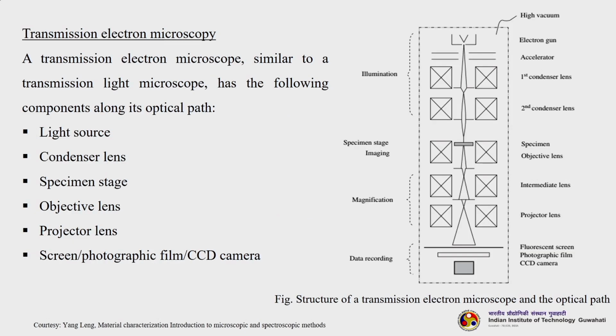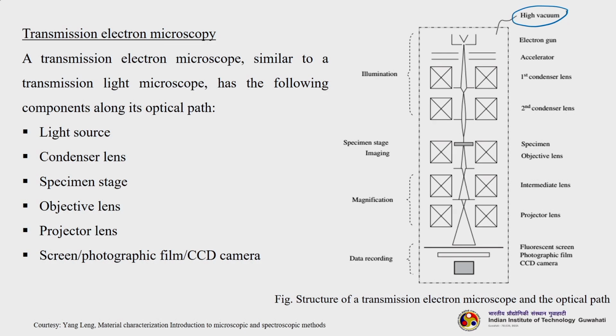Let us understand how a TEM works and what the different parts are. You can see the figure on your right hand side. This is the structure of a transmission electron microscope and its optical path. You can see something written, high vacuum, because the entire TEM setup works under vacuum. We will subsequently learn why.